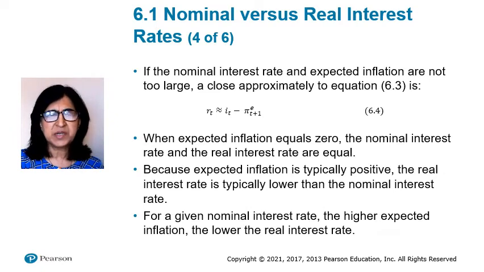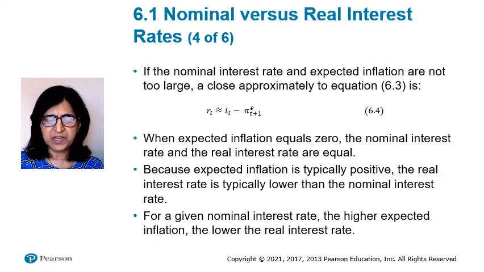If the nominal interest rate and expected inflation are not too large, a close approximation to equation 6.3 is given by equation 6.4 below. R_t ≈ i_t − π^e_{t+1}, which says that the real interest rate in year t is approximately equal to the nominal interest rate in year t minus the expected inflation rate over that year. When expected inflation equals 0, the nominal interest rate and the real interest rate are equal.